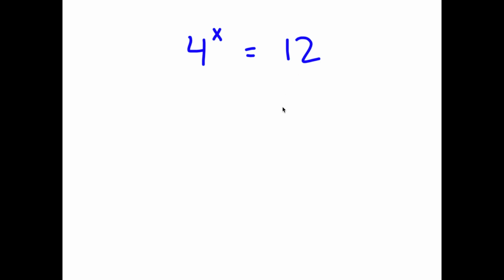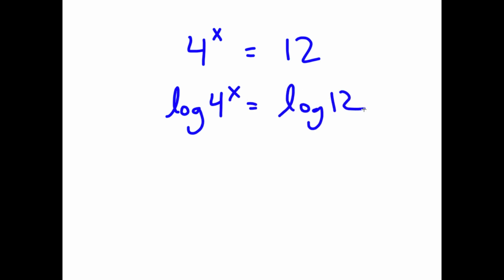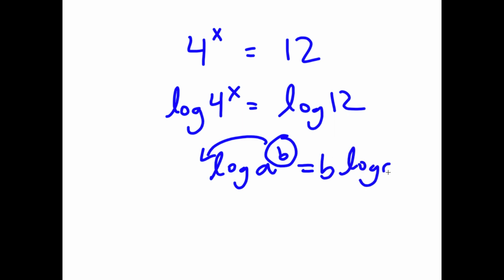Alright, so in this problem, I have 4 to the power of x is equal to 12. So, to solve this, I'm going to first take the log on both sides. So I have log 4 to the power of x is equal to log 12. And if I have something in the form log a to the power of b, I can move this exponent b to the front. So this is going to equal b times log a.